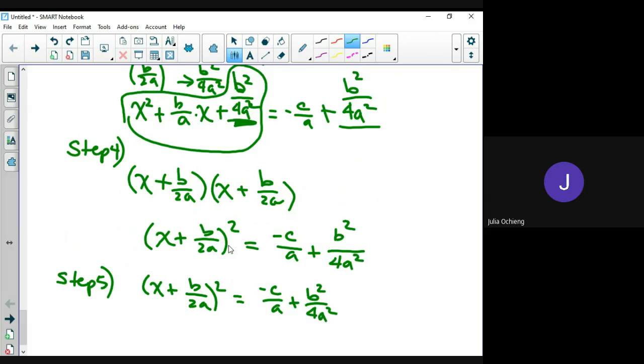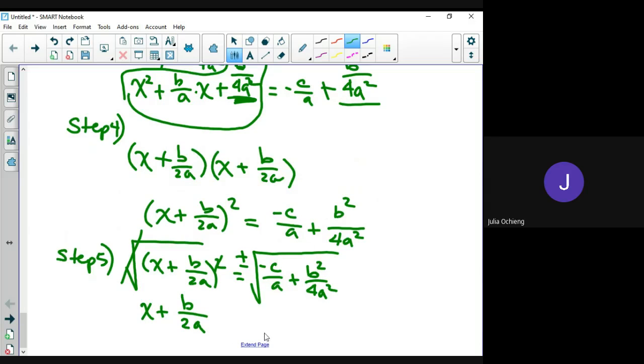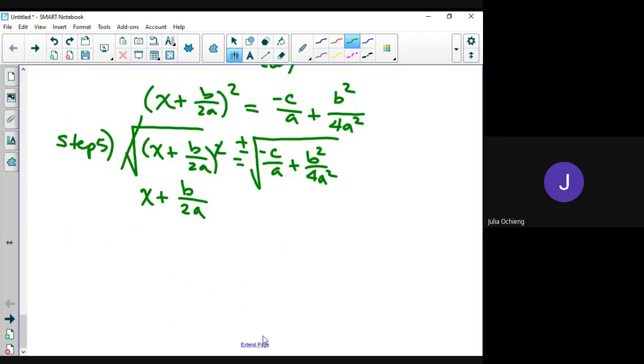All right. So with this step, you're supposed to square root both sides. Remember that everything has a positive and a negative square root. This is going to cancel with that. You're going to be left with x plus b over 2a on the right-hand side.